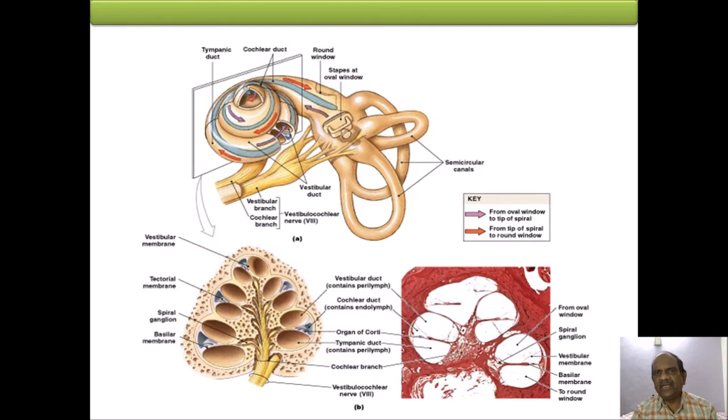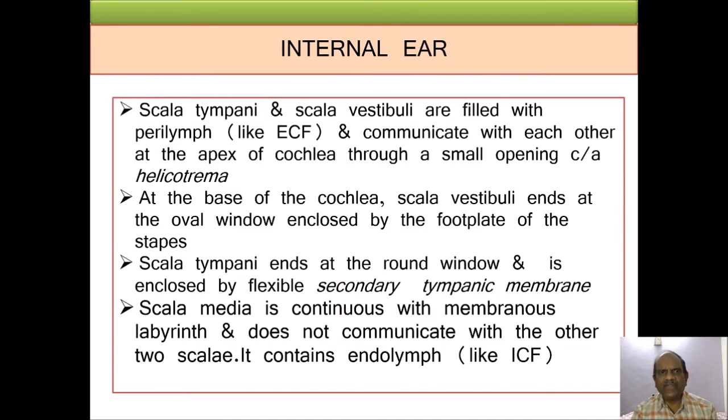The three chambers of the internal ear, or the cochlea, we have just seen. The scala tympani and scala vestibuli are filled with perilymph, which is slightly equivalent in composition to extracellular fluid, and they communicate with each other at the apex of the cochlea through a small opening called the helicotrema. At the base of the cochlea, the scala vestibuli ends at the oval window, enclosed by the foot plate of the stapes, that we have seen.